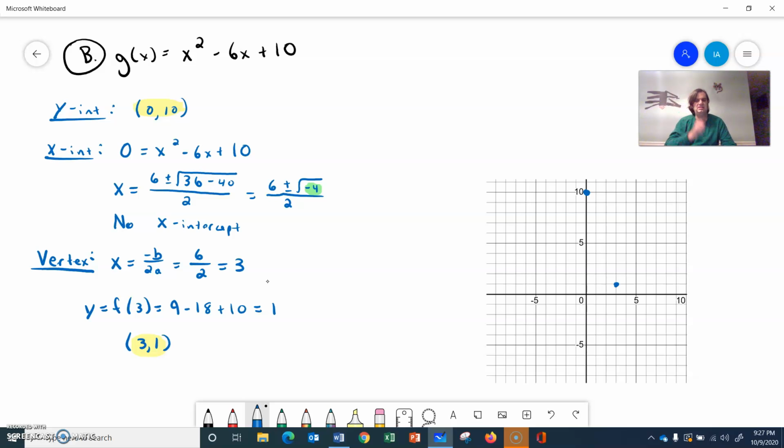So that 3, 1 is the middle of our U shape. So let's try and pull it up this way to hit our Y-intercept. And let's try and mirror it on the other side. That's not the best graph, but get the idea that it's supposed to be U-shaped.